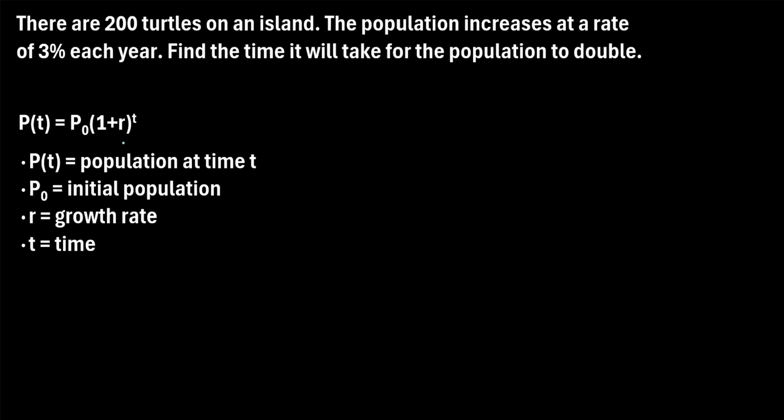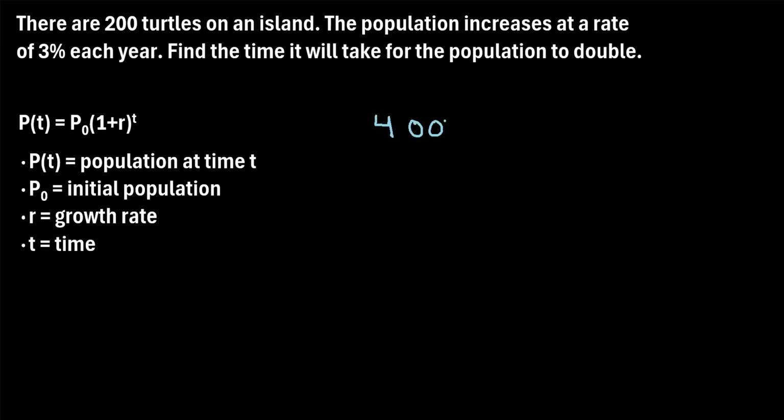So when we're using this formula, in this example, we're trying to figure out t, what is the time it takes to double? Well, we know that we're starting with a population of 200 turtles, so that's the initial population. So if we want to know how long it will take to double, well, double 200 would be 400. So the population at time t, whatever t is, must be 400. So here's what we can write.